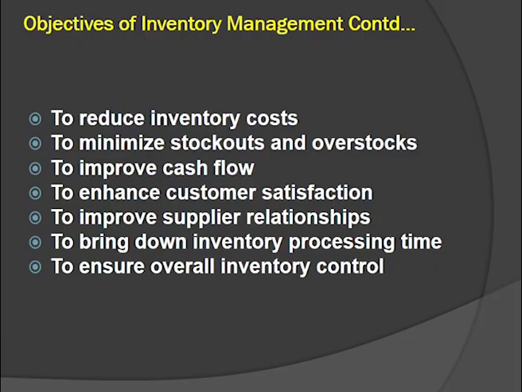To bring down the inventory processing time. Inventory processing means raw materials being converted into finished goods. That process time can be minimized. And lastly, to ensure overall inventory control. Control is very, very important in manufacturing industries, especially of the inventory. Over inventory, overstock of inventory, understock of inventory will definitely affect the profitability of the organization.